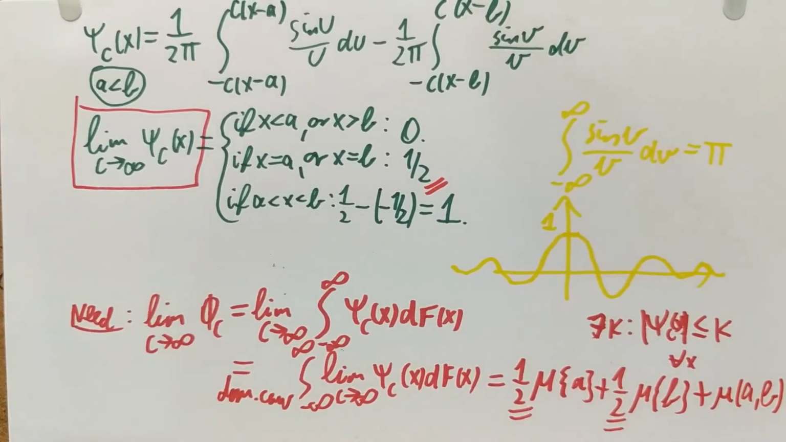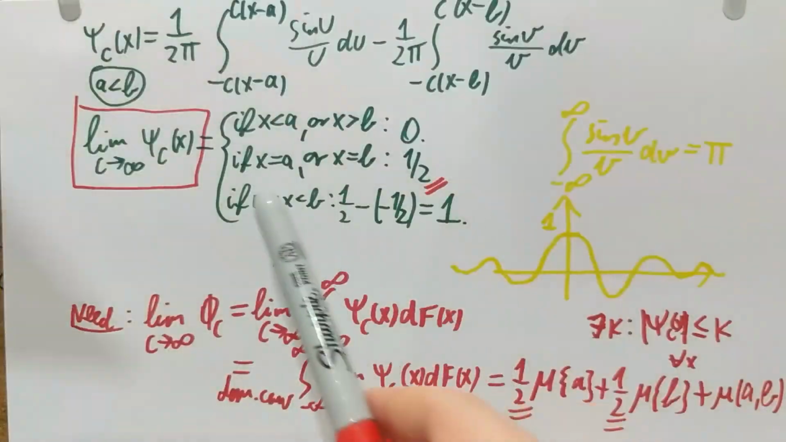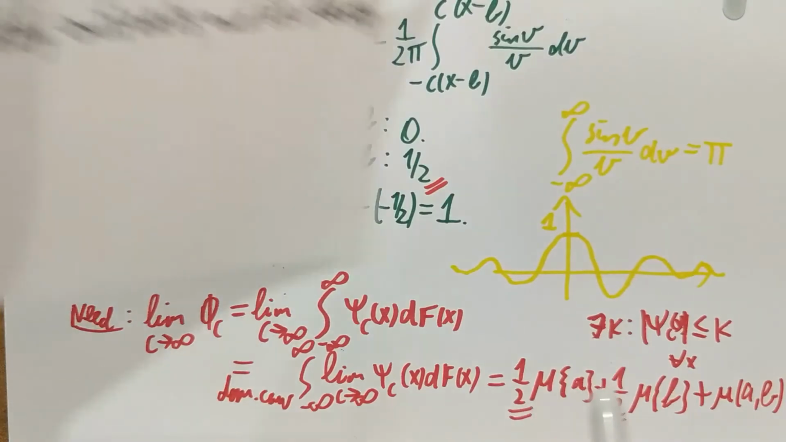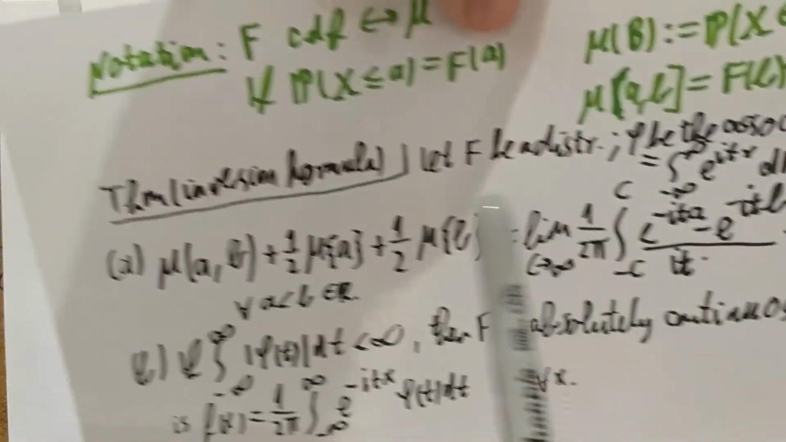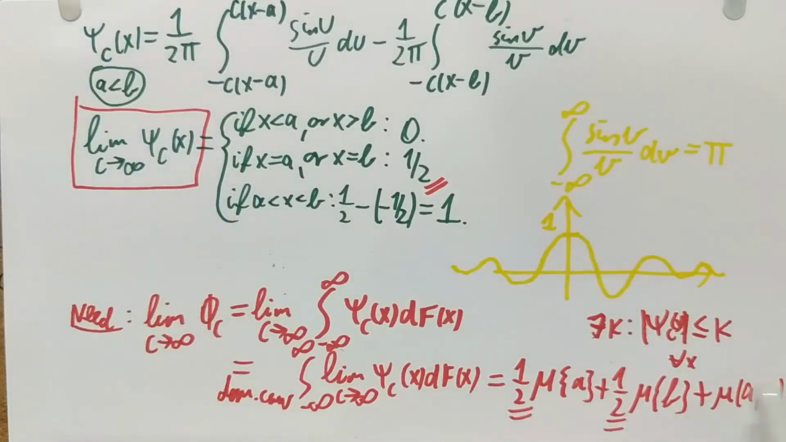And that's the end of the story. Because now you see how my left hand side in the original statement comes up from this limit here. I exactly have 1/2 of mu a, half mu b, and the open interval. So that's the end of the proof for part A.